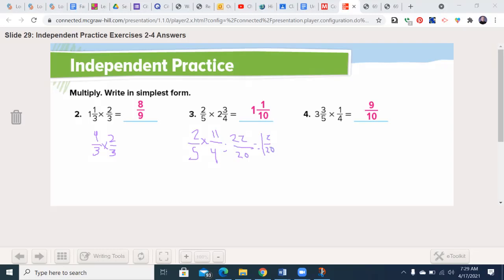Over here, 5 times 3 is 15, plus 3 is 18. We keep our denominator here, times a quarter. 18 times 1 is 18 over 20. Those are both even numbers, divisible by 2, so we end up with 9/10.